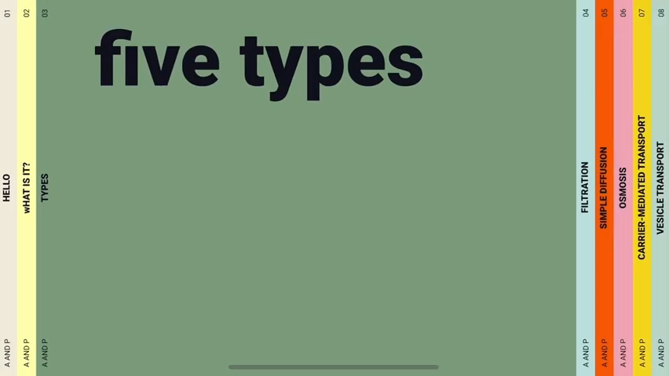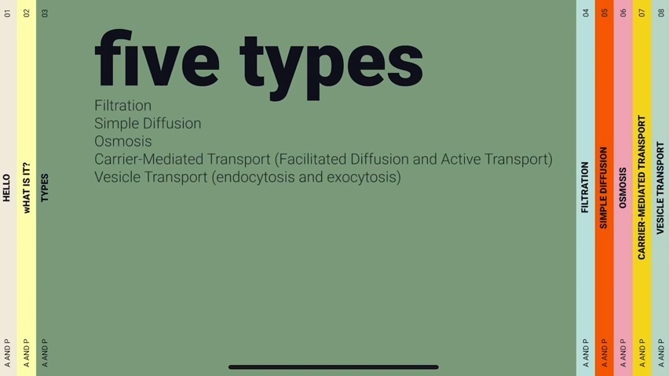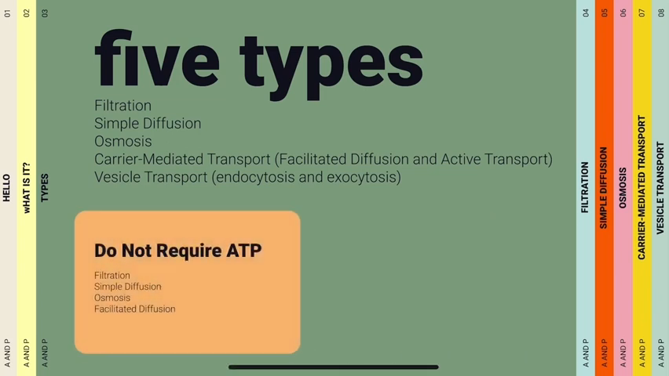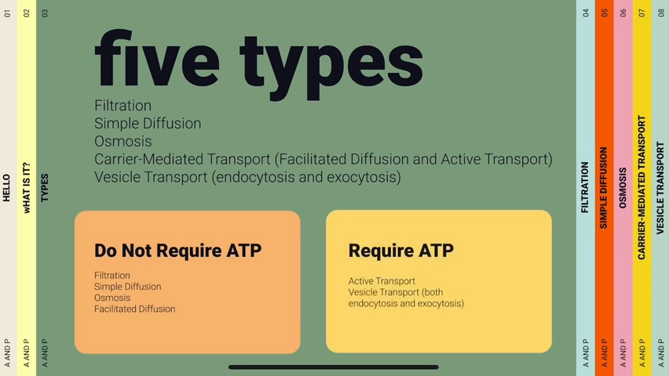So the 5 types are filtration, simple diffusion, osmosis, carrier-mediated transport, which is facilitated diffusion and active transport, and vesicle transport, which is endocytosis and exocytosis. The ones that do not require ATP or are passive are filtration, simple diffusion, osmosis, and facilitated diffusion. The ones that do require ATP are active transport, vesicle transport, both endocytosis and exocytosis.